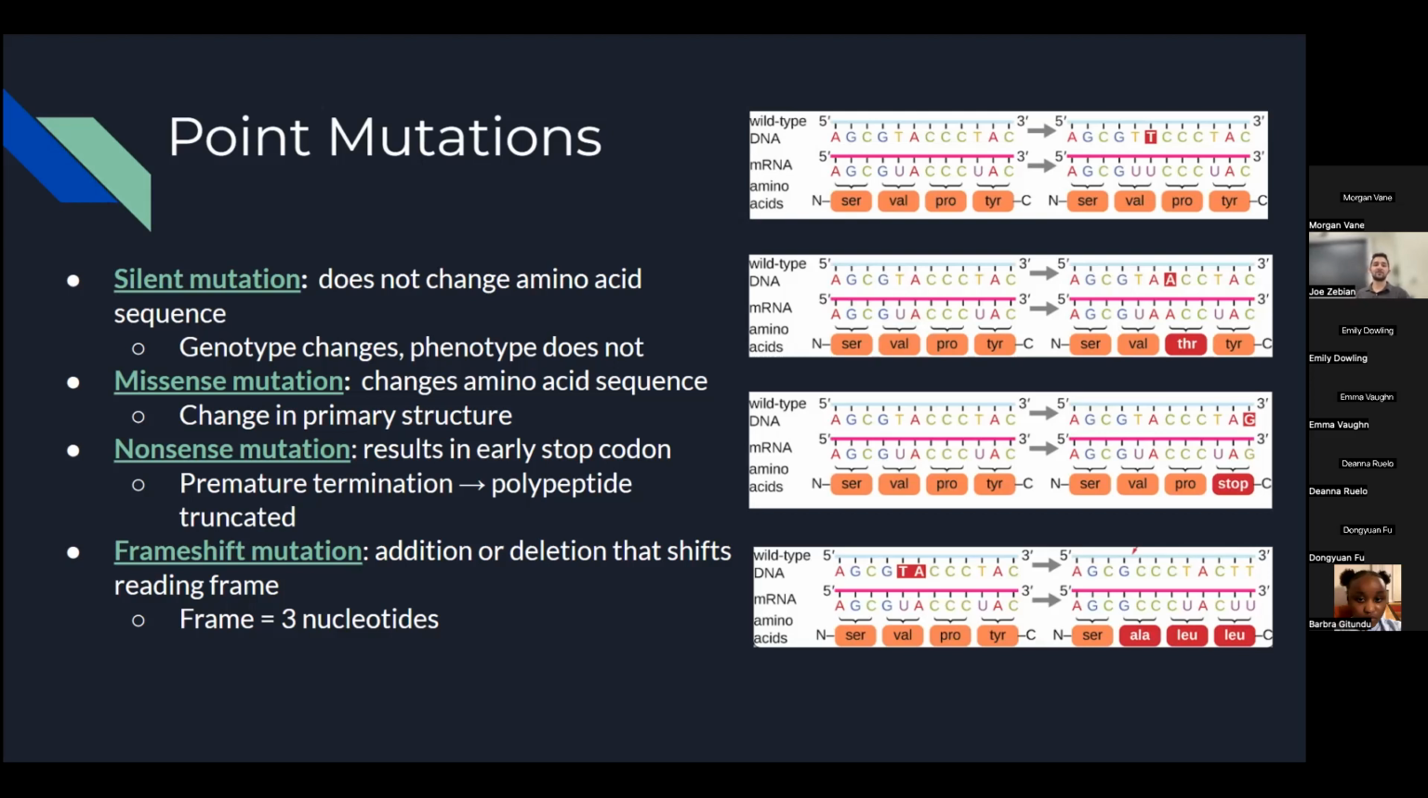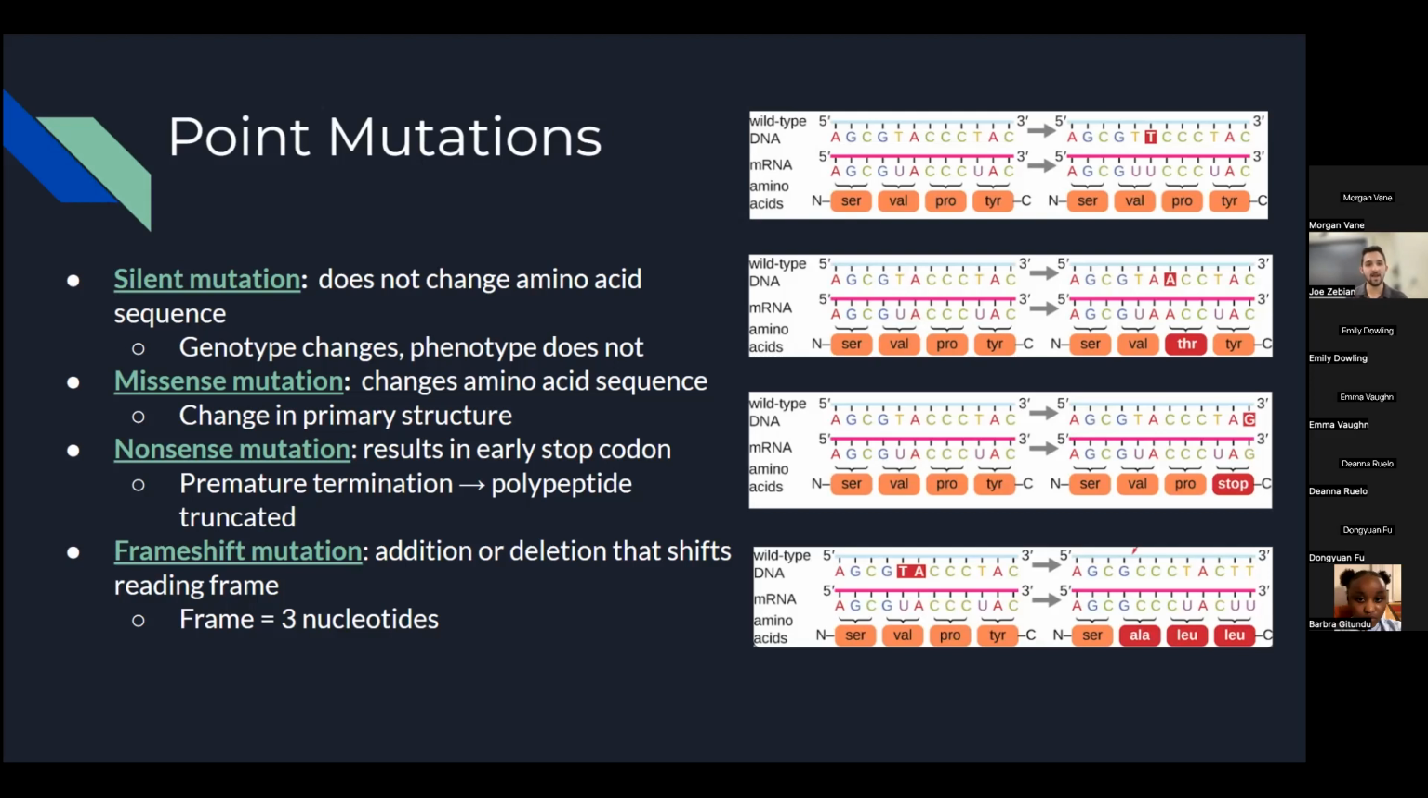Next up is nonsense mutation. This results in an early stop codon, so premature termination. The polypeptide is what's called truncated. It just means it's very small and probably can't function. What happens is there's a mutation that changes the nucleotide so that it codes for a stop codon.